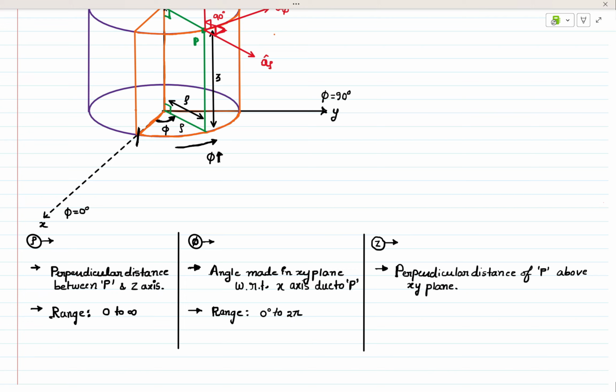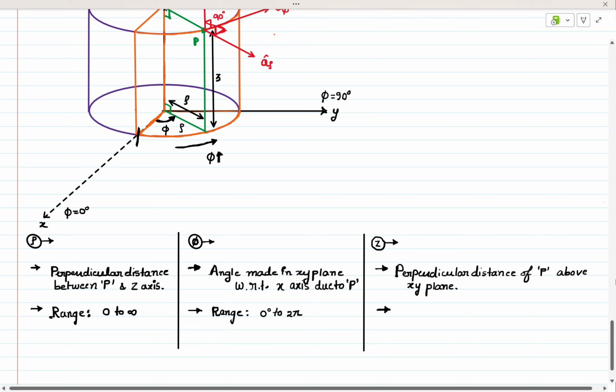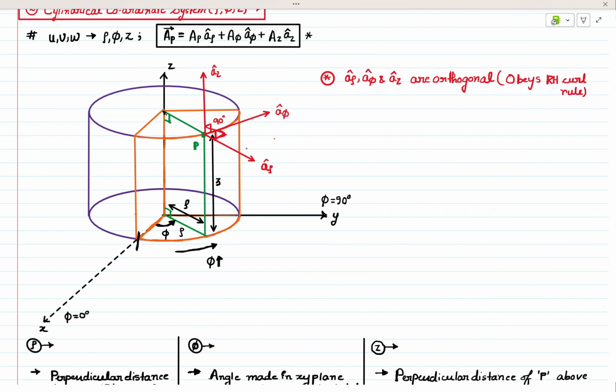That is actually Z. Now, can you tell me what is the range of the Z? Yeah, which is also very easy. Just visualize this thing. Now, what is the range of the Z? The range of the Z is nothing but the range of the height of the cylinder.